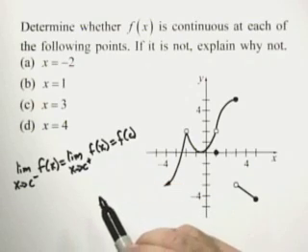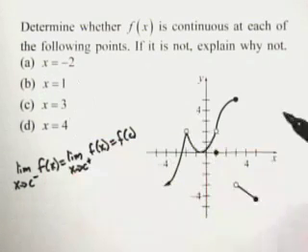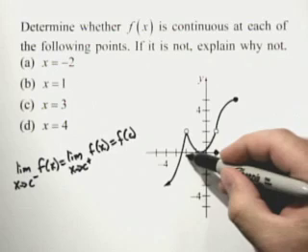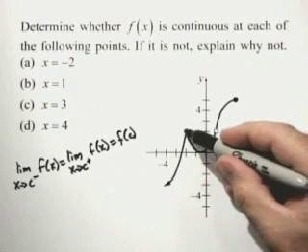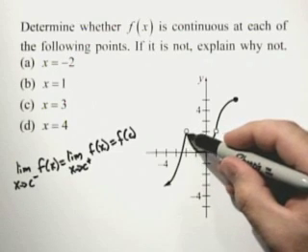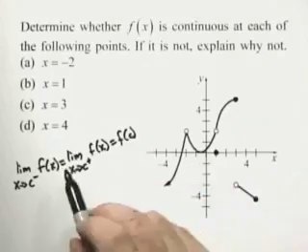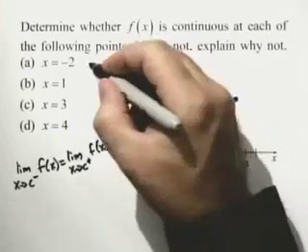If we look at x equal to -2, when x is -2, we see a hole in the graph. It means the function is not defined there. So the function cannot be continuous at -2.